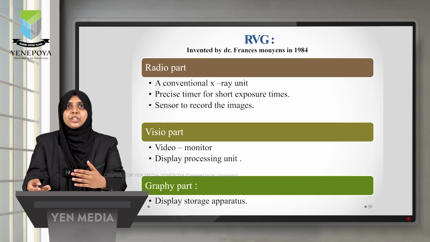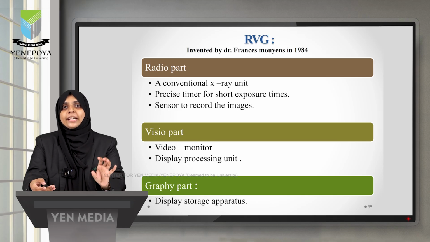So coming to the RVG, or the radiovisiography, it basically has three parts: the radio part, the visio part and the graphy part. In case of the radio part, this basically consists of a conventional X-ray unit, but it has a precise timer for short exposure times, and it includes a sensor which is used to record the images. The visio part, as the name suggests, has a video monitor, and it displays the processing unit. Then the graphy part has a display storage apparatus.